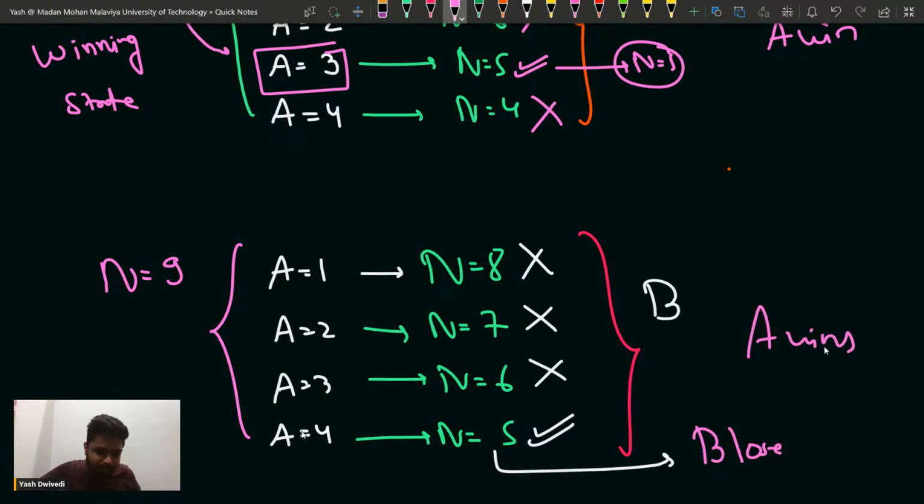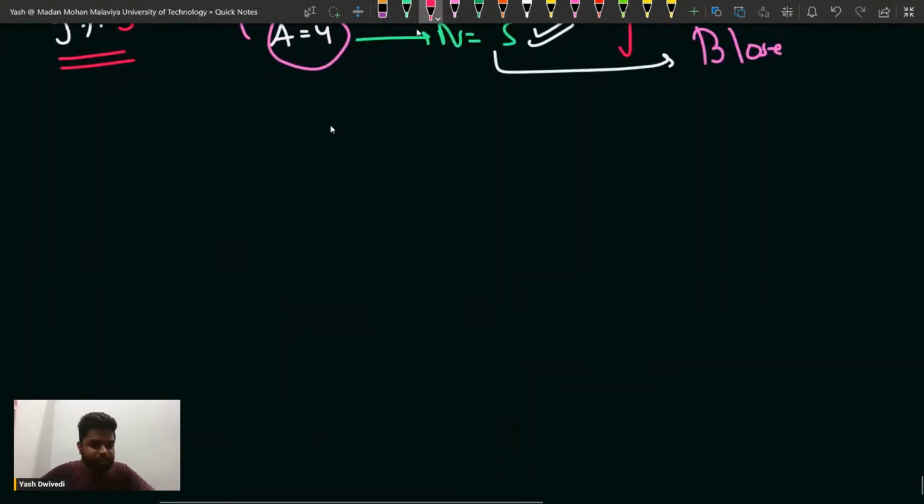So a has to pick how many? A has to pick 4 stones, that is nothing but 9 modulo 5. 9 modulo 5 is nothing but 4 here. Is that clear? A picks 4. So the amount that a is going to pick is nothing but n modulo 5.